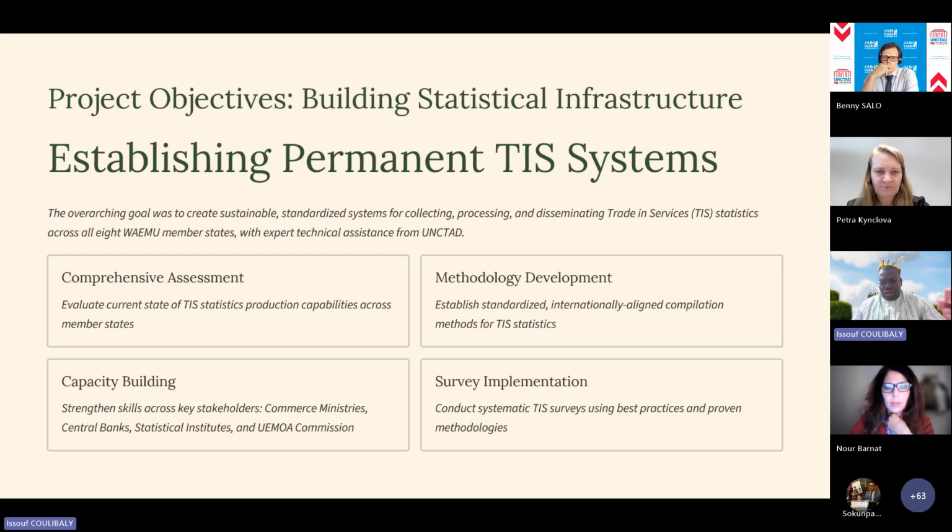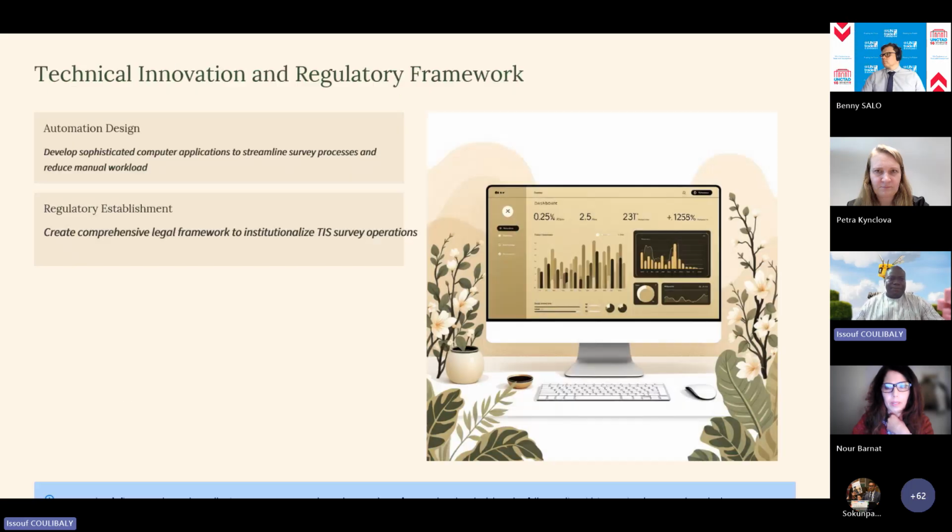Survey implementation: conduct systematic trade in services surveys using best practice and proven methodology. There is a technical innovation and regulatory framework. In this project, UNCTAD developed a sophisticated computer application to streamline the survey process and reduce manual workload. Regulatory establishment: create a comprehensive legal framework to institutionalize trade in services survey operations.